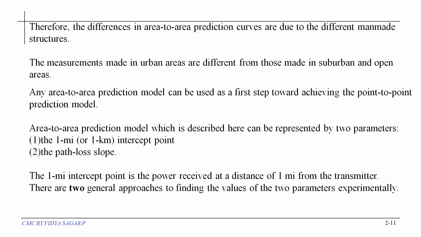Therefore, the differences in area to area prediction curves are due to different man-made structures. Due to different man-made structures, the measurements made in urban areas are different from those measurements in suburban and open areas. Right? Because the areas are different, the prediction curves are also different. They may be natural terrains or there may be human-made structures.